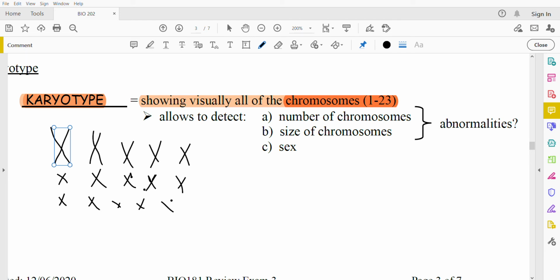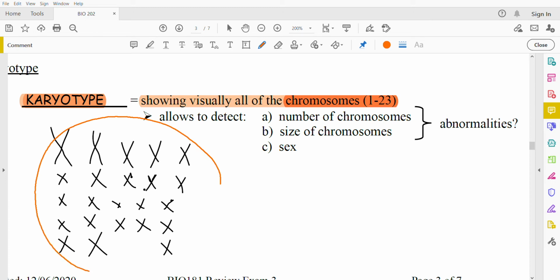That's 15 and so on until we get to 23. And we can look at this karyotype because this karyotype will tell us a lot about the individual. And usually this karyotype would be taken from an unborn child. So we're wanting to see, is everything okay with this unborn child?